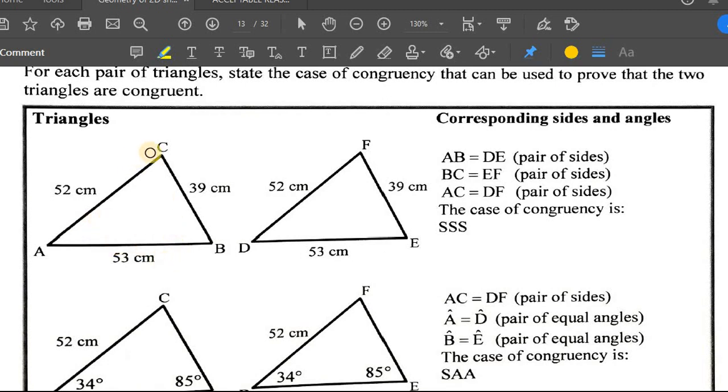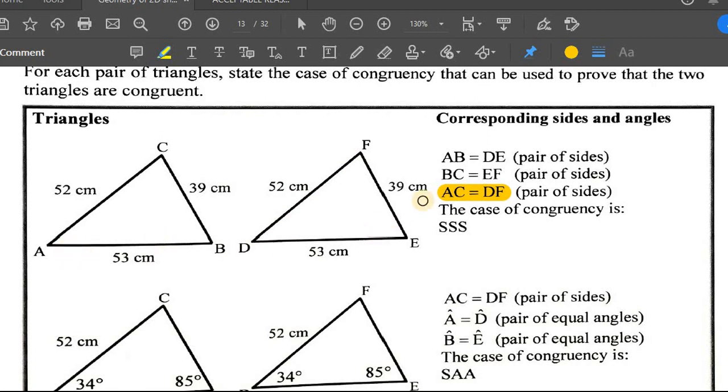Now, let's look at this. We've got a 52, 53, and a 39. Hey, I've got a side, side, and a side. Now let's check. Let's figure this out. We've got AC is equal to DF. Can you see that? That's a 52 pair of the sides there.